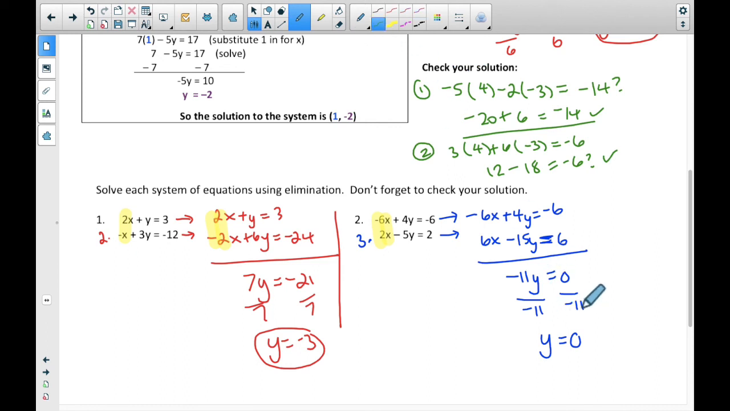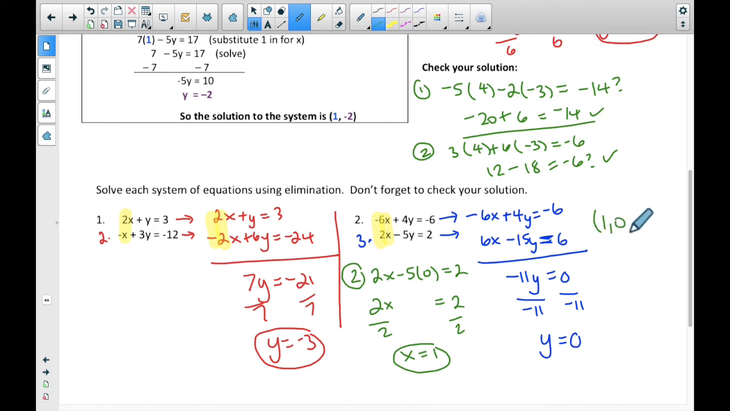Now, of course, I have my y. What do I need to do? I need to find x. Choose either equation. Neither one of them looks very good. I'm going to choose equation 2. They've both got negatives. None of them are solved. Let's just do number 2. So 2 times x minus 5 times y, which is 0. Now I can do that. I can plug in a 0. So that's just 2x minus 0, or it just goes away, 2x. 2x equals 2, divide by 2, and I get x equals 1. So my final answer should be (1, 0).